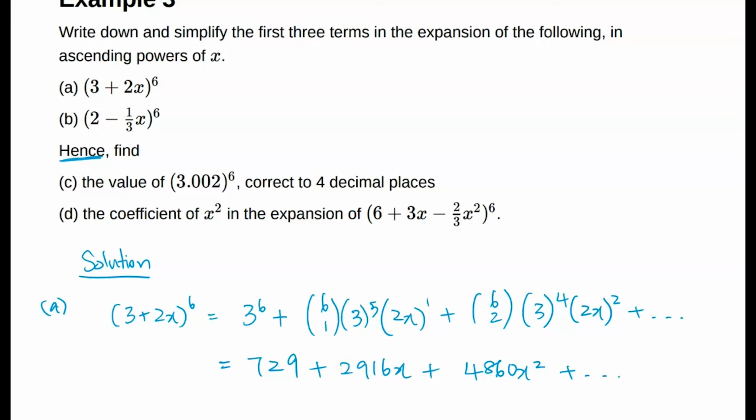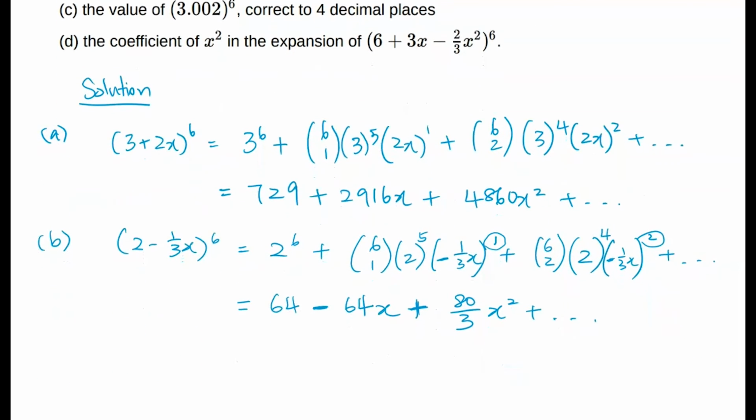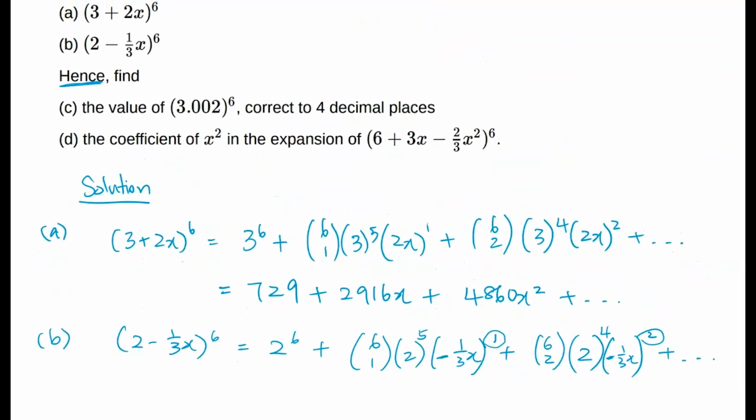So the first one, part C, they ask you to find the value of 3.002 to the power 6, correct to 4 decimal places. Because of the word hence, we know that it is definitely related to the previous parts. If you look at part A and part B, which part do you think is related to? Part A or part B? I guess we should be more inclined to say that it is part A because there's a 3 here and this one there's also a 3. Okay? There's a 2 here and there's also a 2, right?